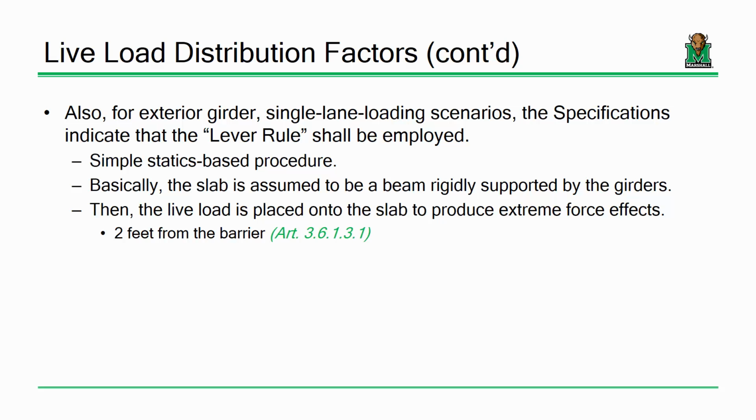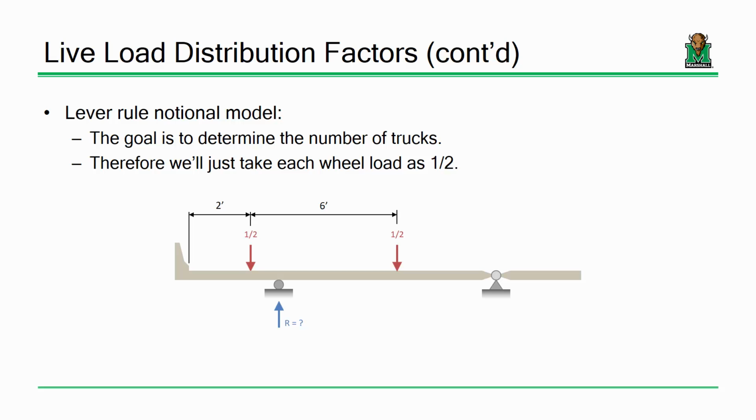And here's what happens. So I'm going to skip ahead to the next slide. So let's say you've got a slab. Let's say here's your barrier. Now, this is going to be your exterior girder. This is the girder that's next over. So the distance between here and here, that's your girder spacing, right? So here's what I'm going to do. I'm going to assume this is a hinge. I'm going to put my truck on the bridge.